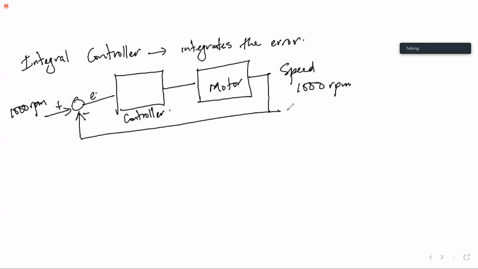Questions. First of all, what is the integral of 6 equal to? 60. What's the integral of 0 equal to? Some constant.